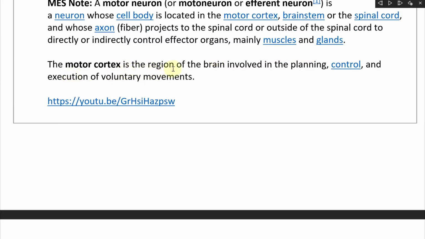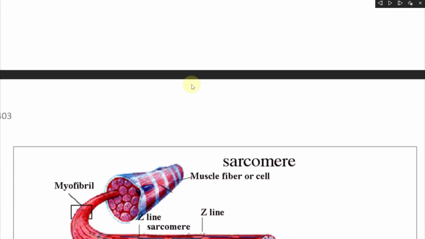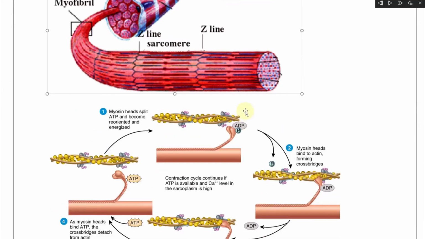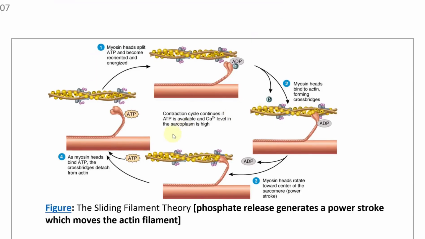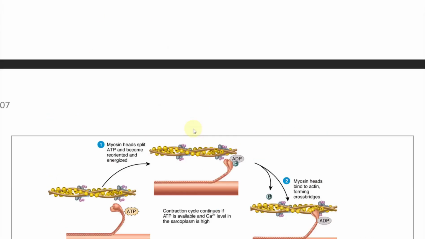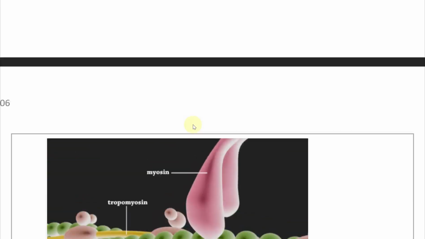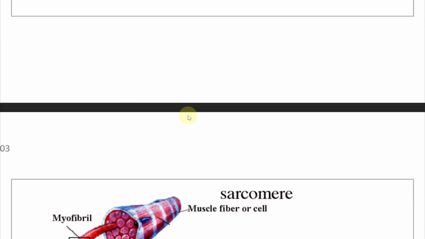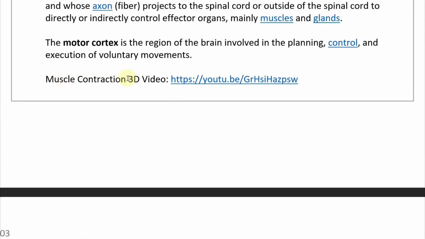The motor cortex is the region of the brain involved in the planning, control, and execution of voluntary movements. There's a YouTube video here that illustrates this setup. We'll illustrate this figure right here, and we'll get back to this in a bit. And here I've added some screenshots from that video, and let's go over that a bit slowly just to grasp the filament theory of contraction. So, muscle contraction 3D video. Let's copy and go there.